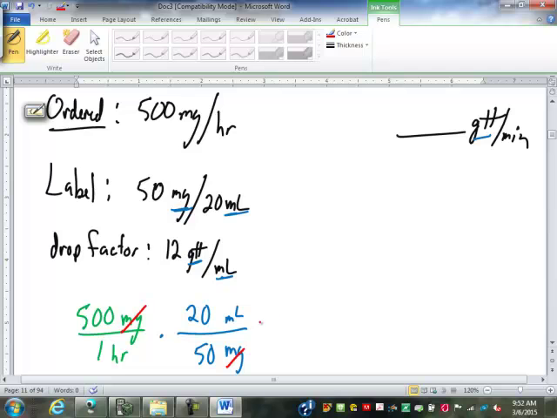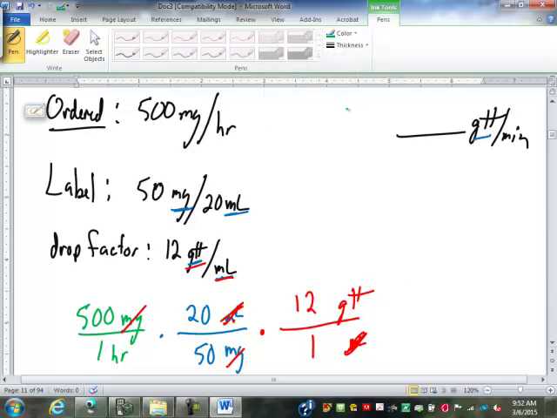Now if it's easier, and I often do this, I would multiply this out and reduce it because it's easier for me. But you don't have to. You can just keep going with it right now. We don't want our answer in milliliters, so we want to get rid of milliliters. We have a relationship between milliliters and drops. 12 drops equals 1 milliliter. So now the milliliters have canceled out.